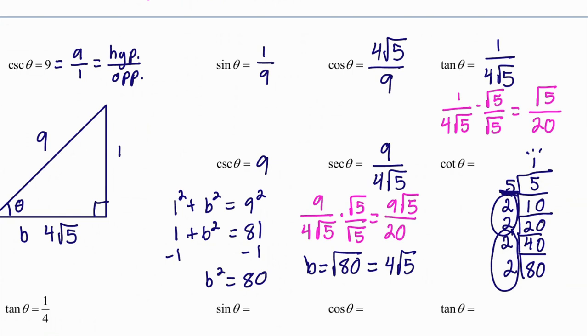And then lastly, we would do cotangent, which is again going to be the opposite of tangent, or the flip fraction. So it's going to be 4 root 5 over 1, which instead of putting it over 1, we can just leave it as 4 root 5, right? Because over 1 would be the same thing. And so this would be all of our trig.